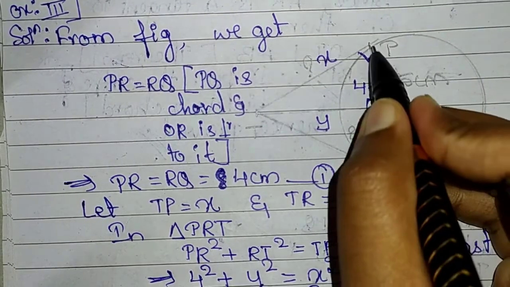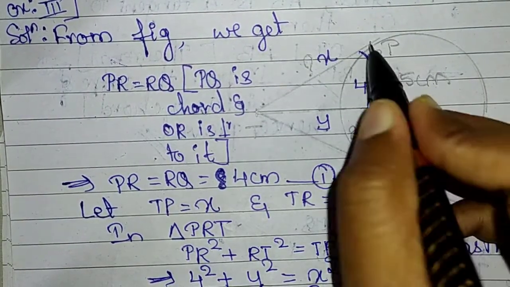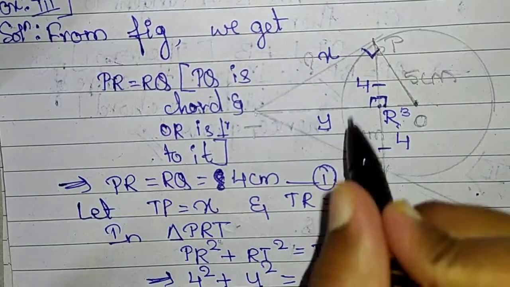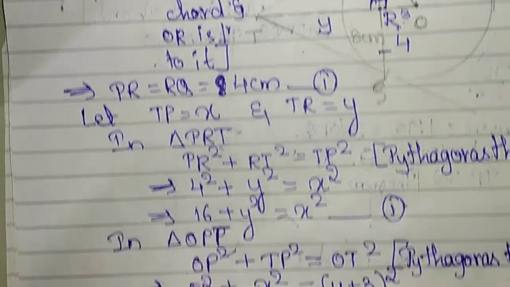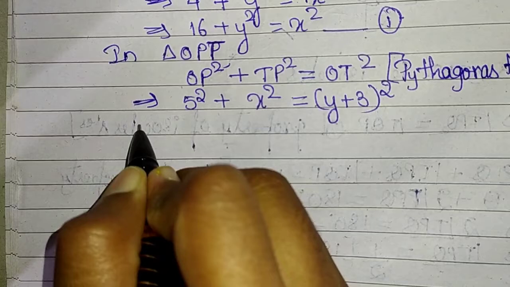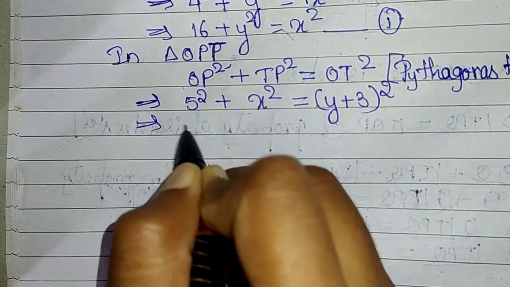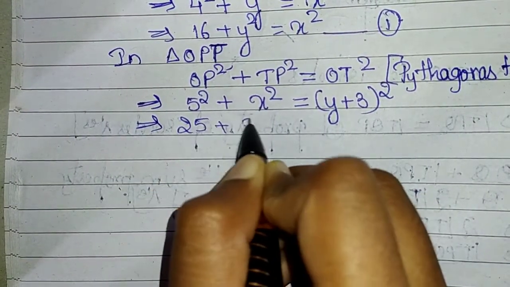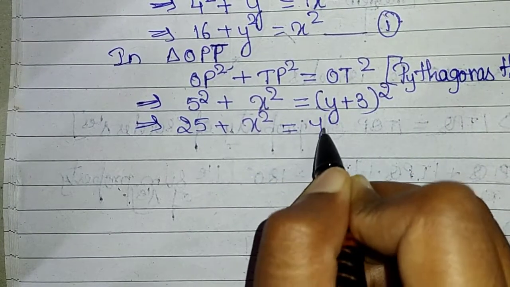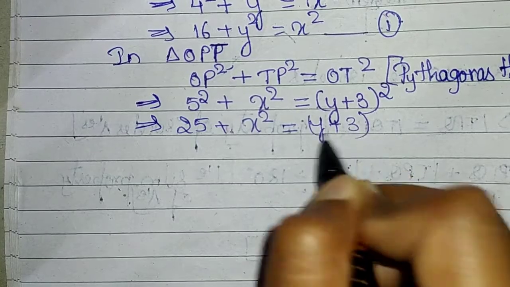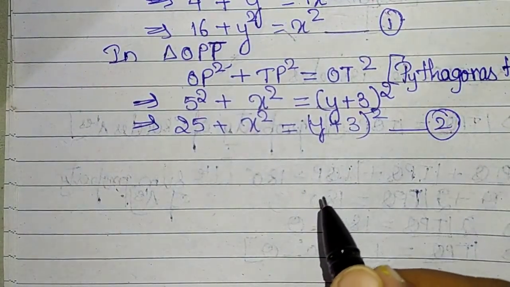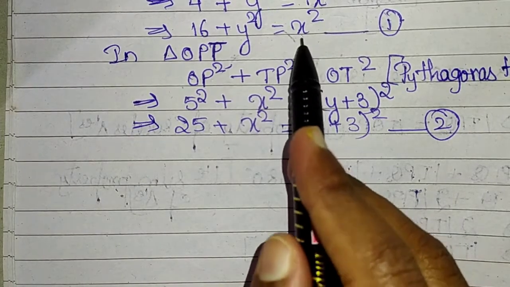If you can see, OPR is also a right angle triangle. We have 4, 5, then 3 is the Pythagorean triplet. If you want to, you can look up Pythagorean triplets. 3, 4, 5 is a Pythagorean triplet. So we'll get 25 plus x square is equal to y plus 3 whole square. Name this as equation 2. From equation 1, we have the value of x square. Put that in here.